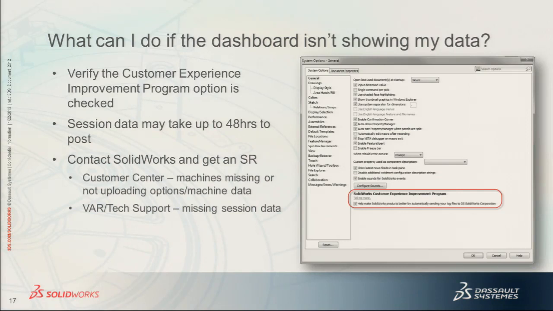Your very first stop, if you don't see any data on your CAD admin dashboard, is to make sure you're running SolidWorks 2013, because it's new and cool and we want you to run it. And it's faster, so that's good. But you also need to check the customer experience improvement program option on every seat so that those seats start reporting their data back, both the hardware information so we can actually see the machine and know about the machine on the front end, and then they'll also start uploading their performance data so we can start getting session data.